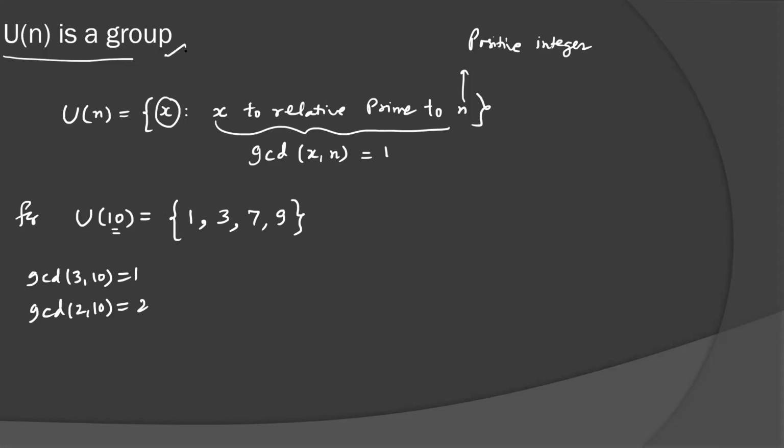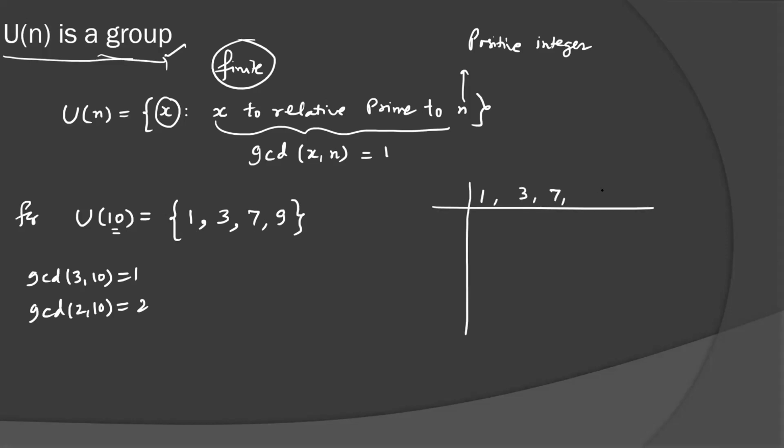If you want to prove it is a group, it's a finite group. So for proving a group in a finite case, we take the help from the composition table. Elements 1, 3, 7, 9 along both axes. And the operation here will be multiplication modulo 10. Operation here will be the multiplication modulo n.